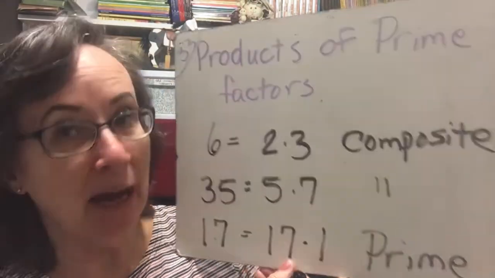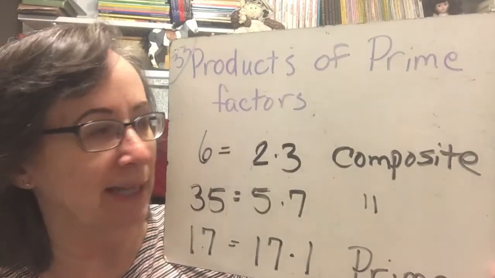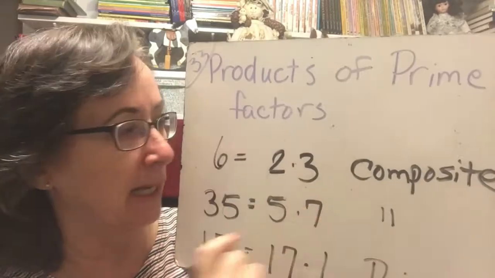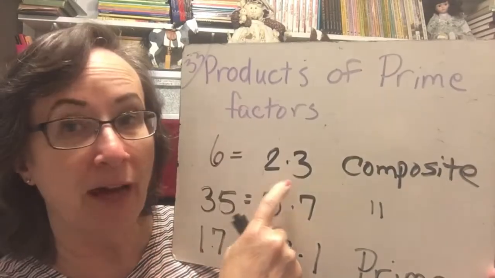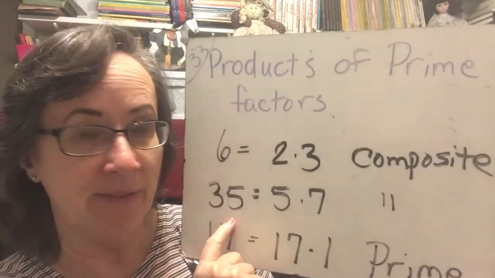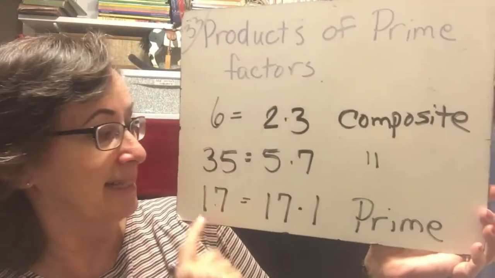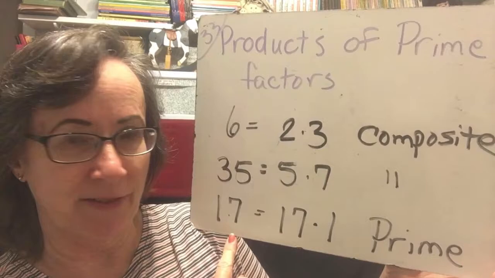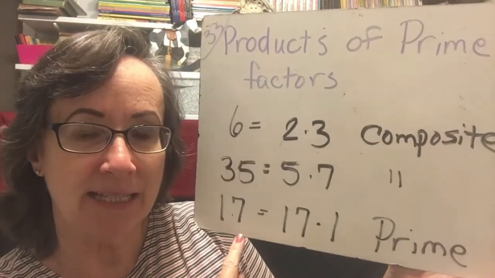So, composite numbers are numbers that are composed of other numbers. They're made up of other numbers. So 6 is 2 times 3. Therefore, 6 is a composite number because it is made up of other numbers besides itself and 1. Okay, 35 is made up of 5 times 7. Therefore, it is a composite number. And 17 is not. 17 can only be factored 17 and 1. Therefore, 17 is a prime number.